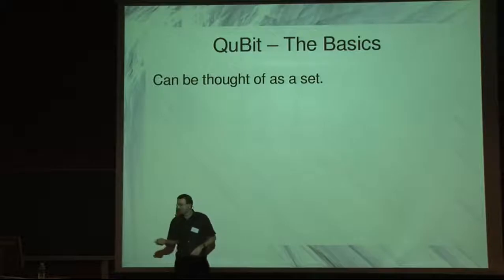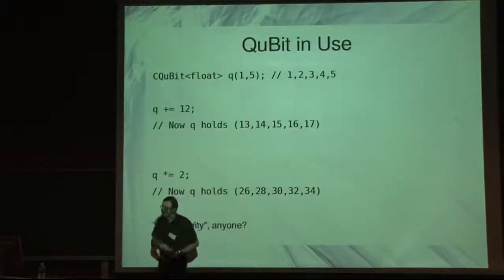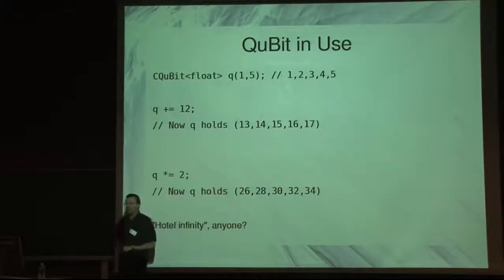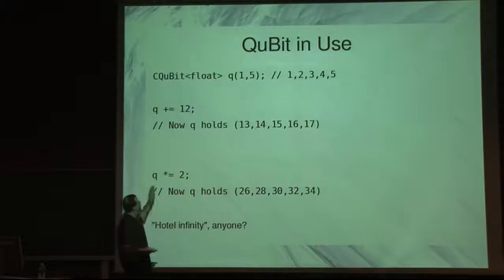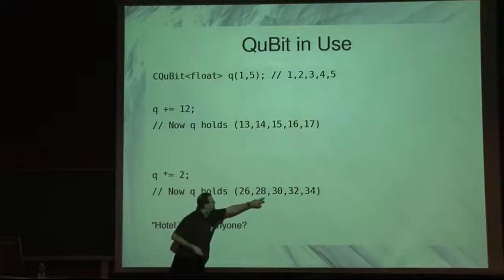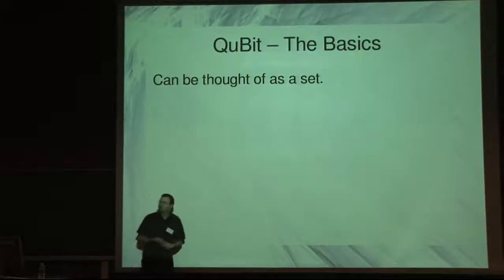So, oops, let's go back. Possibly. Yes. So, if you've got a qubit with all the values between 1 to 5, and you then add 12, you then have all the values between 13 and 17. If you multiply it by 2, then you have all the values between 26 and 34 in multiples of 2. Which means if your hotel runs out of rooms, and you have a hotel with an infinite number of rooms, you just move everyone to the double, and there's lots of space in between. That's also a weird problem if you get bored.